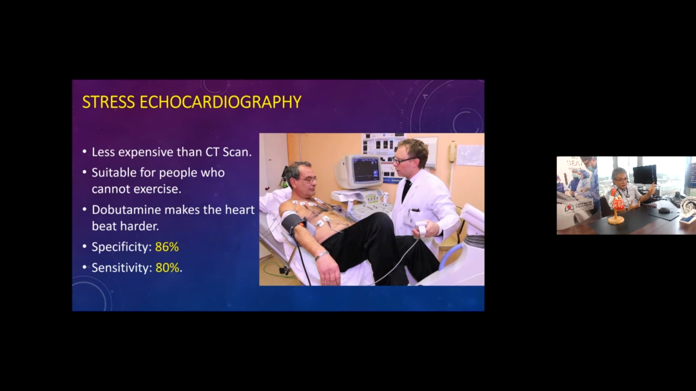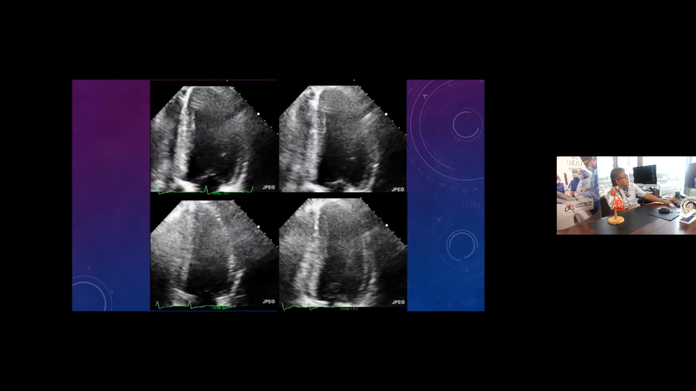We give a medicine called dobutamine. We give it through the vein into the blood, and it makes the heart squeeze harder. It's more accurate than the stress test because we can actually see changes in the muscle of the heart when the heart is working harder and there's not enough blood supply. It is more expensive than the running test.